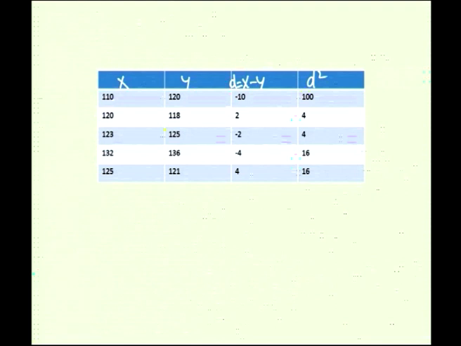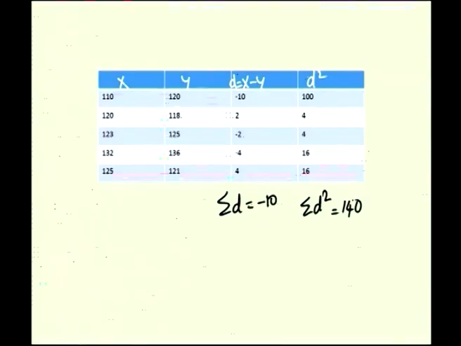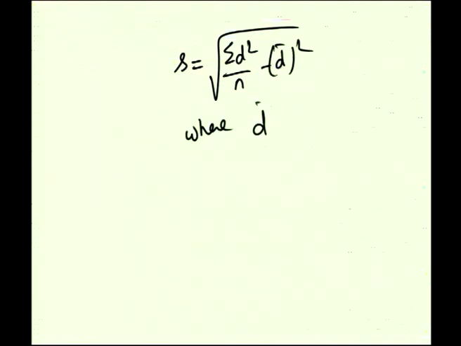So, x is 110 and y is 120. So, 110 minus 120 is minus 10 and its square value is 100. Like that, this tabular column is formed. So, what is summation d here? Summation d is equal to minus 10, and summation d square is equal to 140. First of all we have to calculate s, then we will calculate t. S is equal to root of summation d square by n minus d bar square, where again d bar is equal to summation d by n. Summation d is minus 10, so by 5 is minus 2.